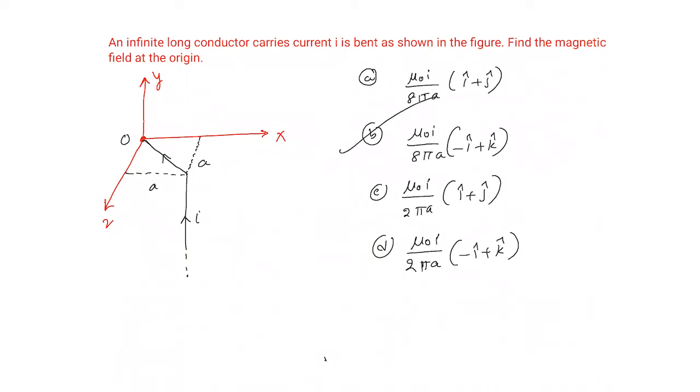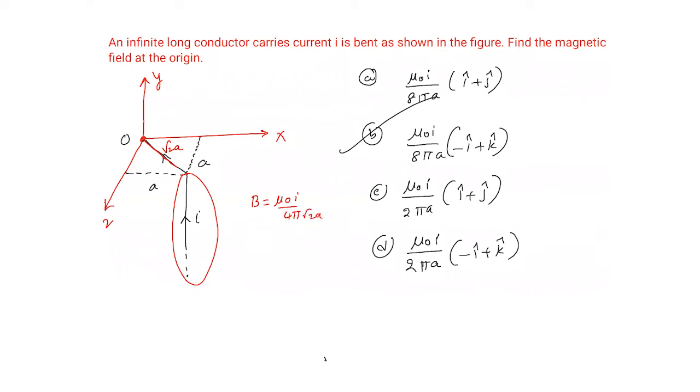So here it is a semi-infinite wire. What is the distance of that? Root 2a. This part is coinciding with that point O, that's why it will not produce any magnetic field. So only this part will produce magnetic field. B is equal to mu naught I by 4 pi r, where r is root 2a.